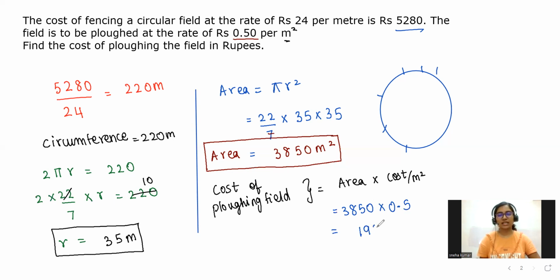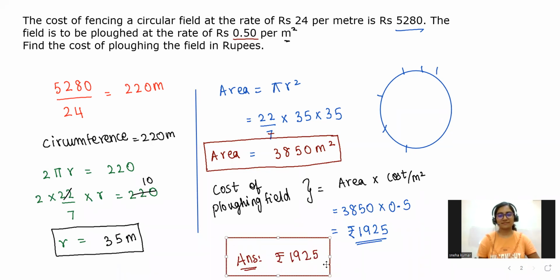That is equal to 1925. Since we're talking about money, units are important. The units would be rupees. So this is our final answer, students. You can write down that the cost for plowing the entire field would be 1925 rupees. This is our final answer. Is this clear for you all, students?